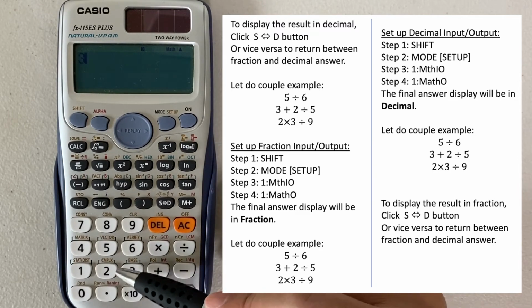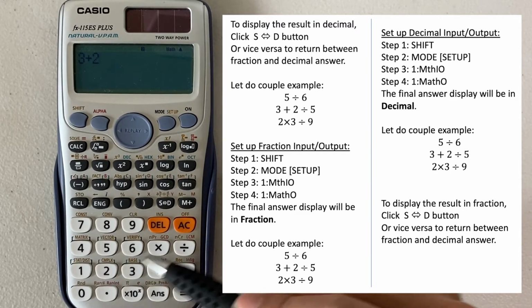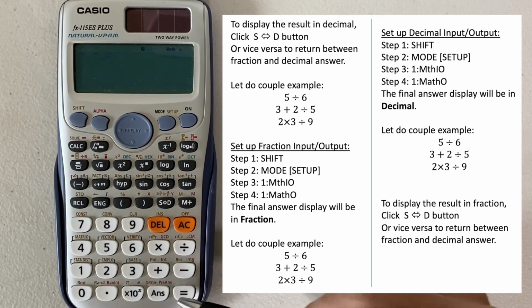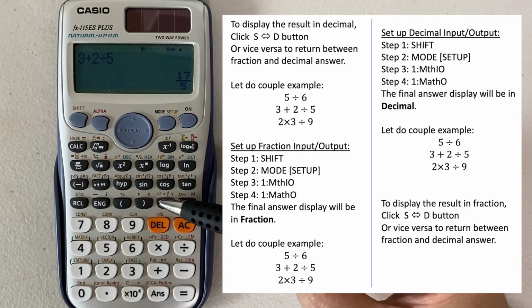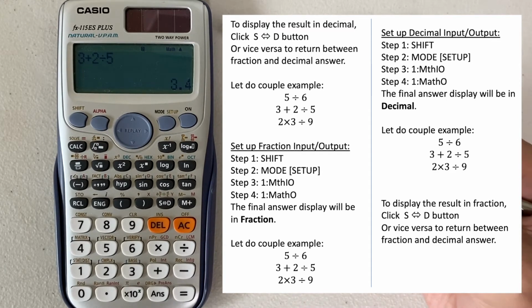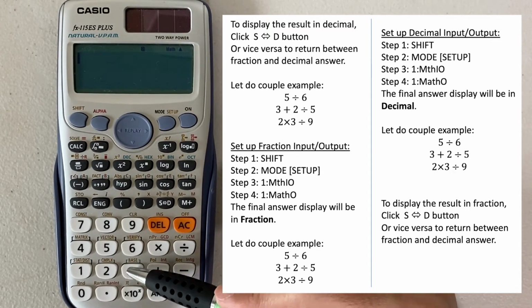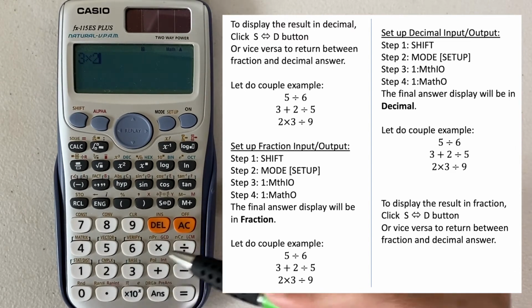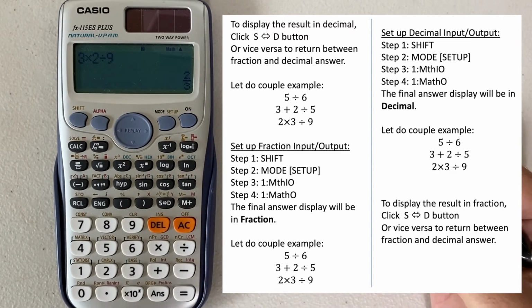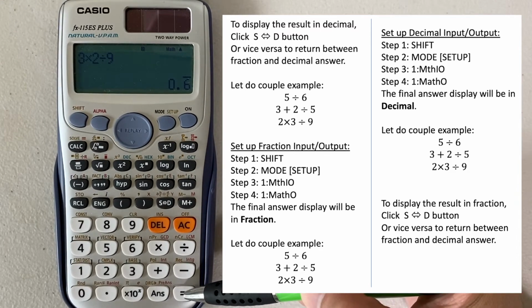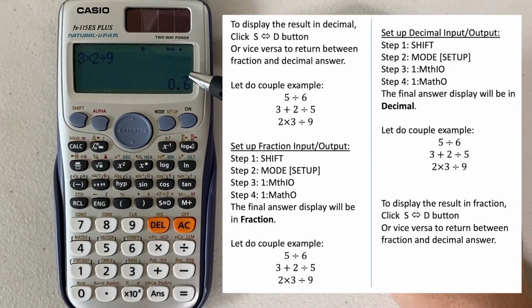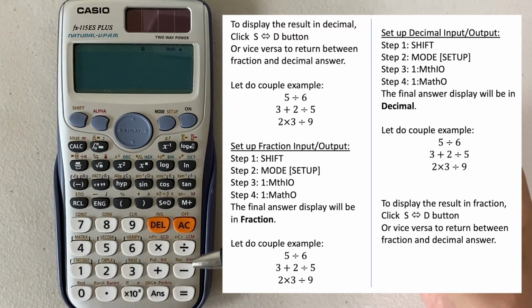And you have 3 plus 2 divided by 5, and it gives you a fraction right away. To change to decimal, simply click this S to D button right here, 3.4. Same thing for 3 multiply 2 divided by 9, it will be 2 over 3. Click it, it's going to be 0.6. Okay, the equal sign. The top bar says that you're going to have more decimals at the back.